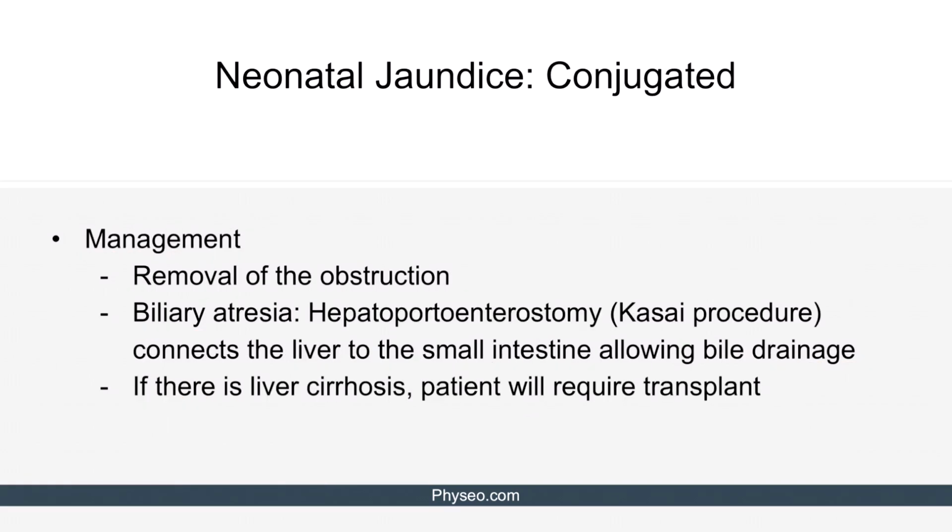If a patient is diagnosed with unconjugated neonatal hyperbilirubinemia due to an obstructive lesion, the lesion should be removed in order to treat the patient. In biliary atresia, patients may undergo a surgery known as a hepatoportoenterostomy, or a Kasai procedure. This procedure connects the liver directly to the small intestine, which allows bile to drain. And this procedure can precede a liver transplant.